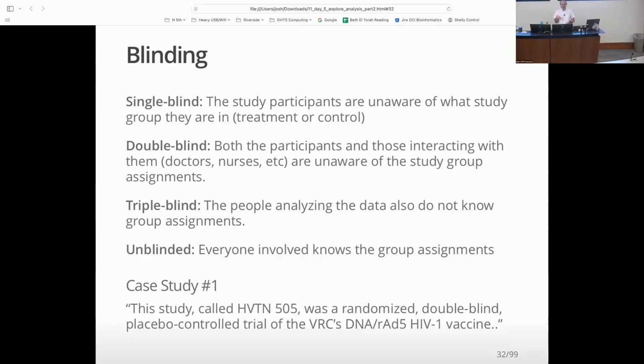A couple of caveats on this. One is that these aren't the only variations, right? You can have a study that's unblinded for the participants and the people interacting with them, but the people analyzing the data are blinded. And you could, in theory, have a single blind study where the participants know what they're getting, but the doctors and nurses don't know. I think it's really uncommon, but I'm not going to say it never happens.